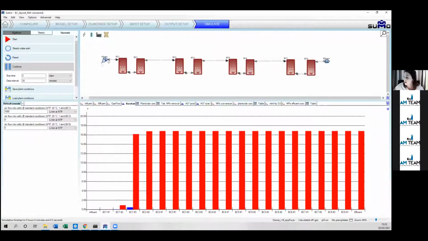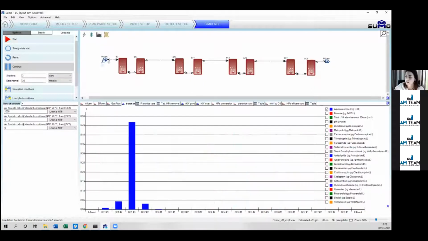Now let's see what happens if we split the dose in two bubble columns. So now we are dosing the same amount of ozone, the same amount of gas flow, in BC1 and in BC3. Now let's see what happens in terms of ozone residual and especially in terms of bromate formation. Now the simulation takes a few seconds to update.